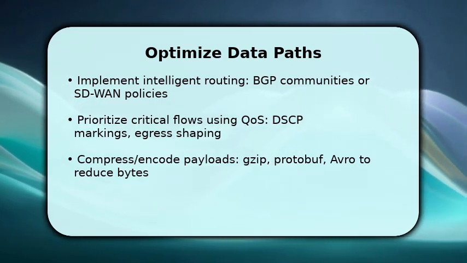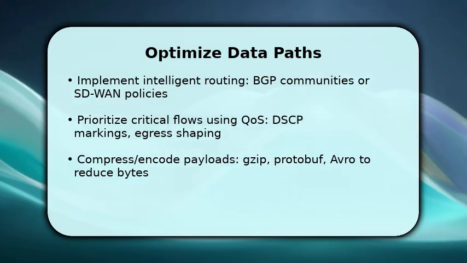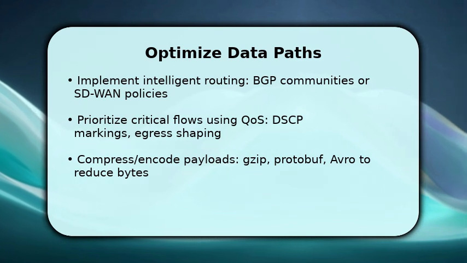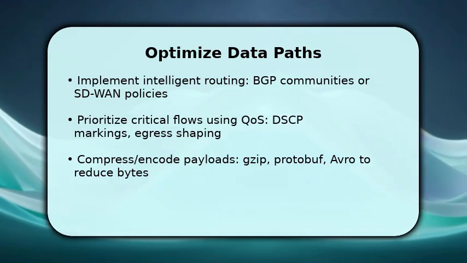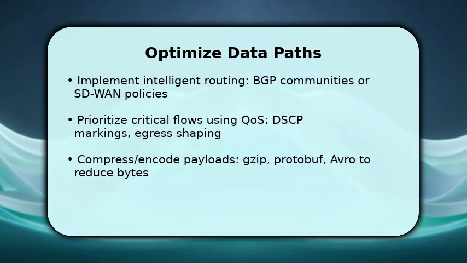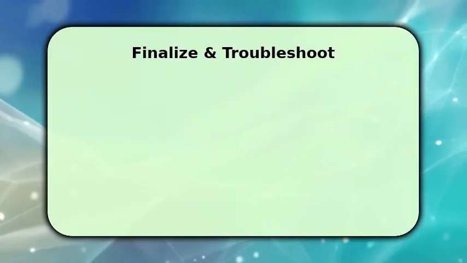Also compress and encode payloads using gzip or binary formats like protobuf to lower bandwidth consumption. You finish by validating changes and preparing fixes if things go wrong. Run synthetic tests and A/B real traffic so you can compare before and after metrics. This shows true user impact.